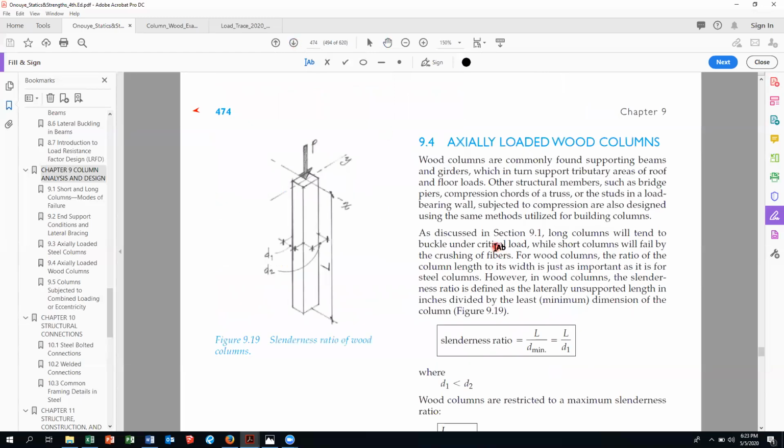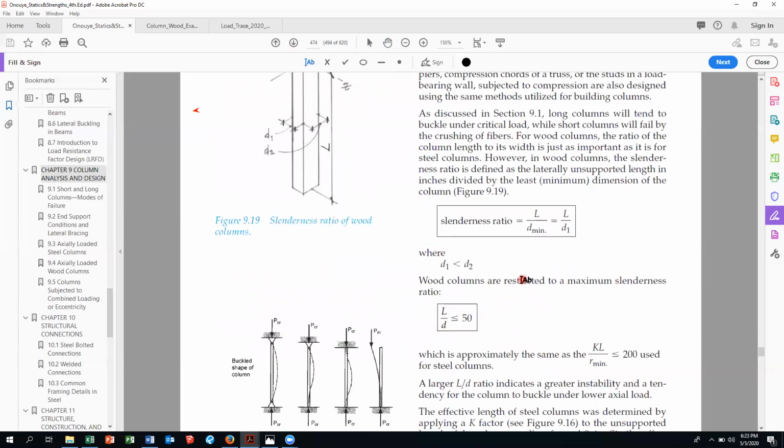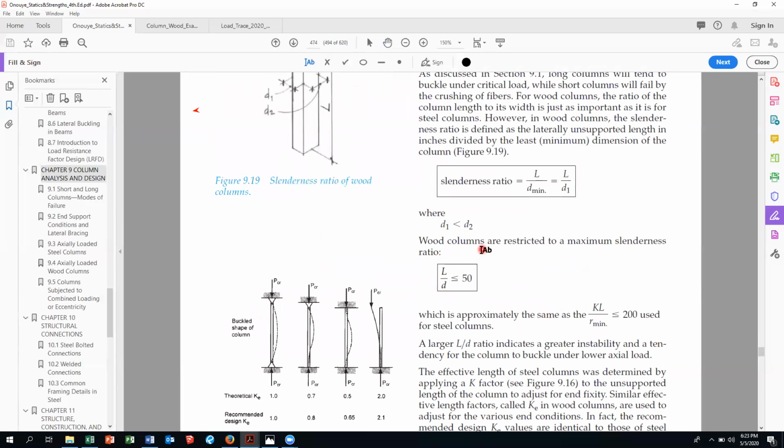We're going to walk you through an analysis of a wood column. So there's your slenderness ratio that we talked about, L over D, and it's the minimum D. Wood columns are restricted to a maximum slenderness ratio. So when we're in the lab, we measure the column, we measure the least dimension, and then we calculate the L over D, making sure we don't exceed 50.